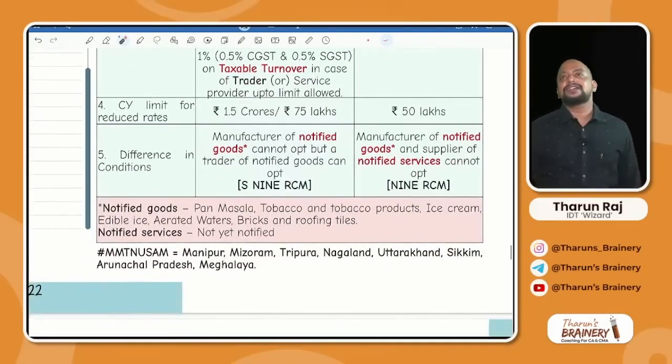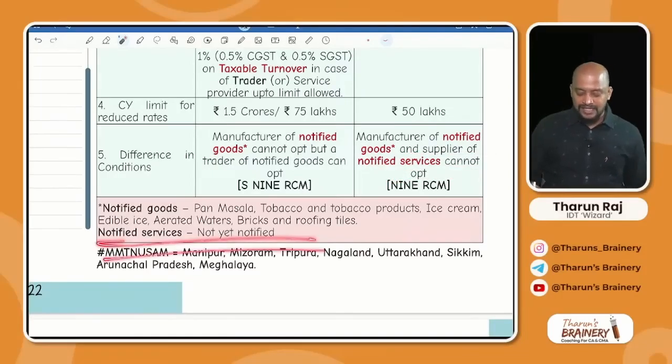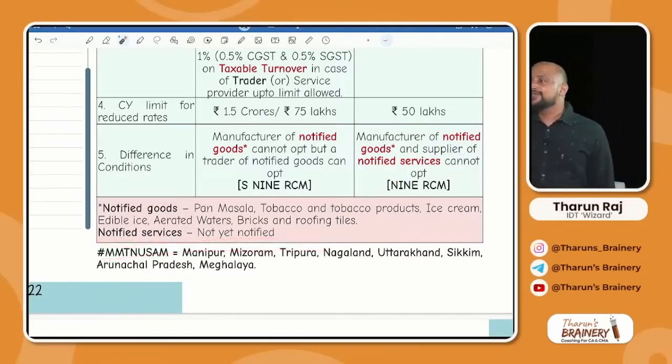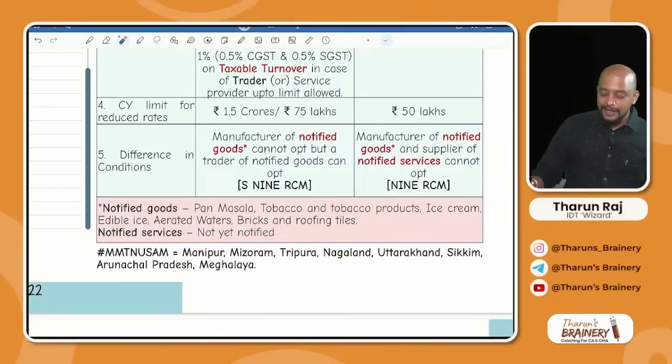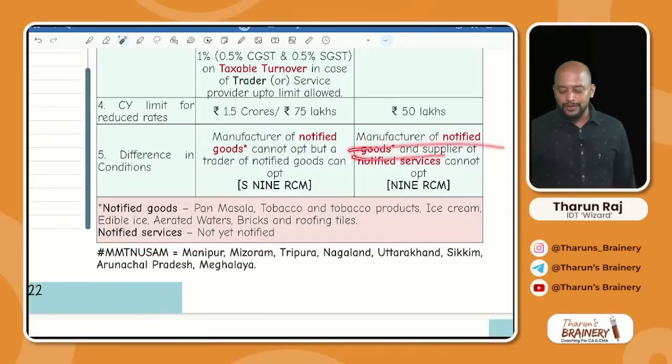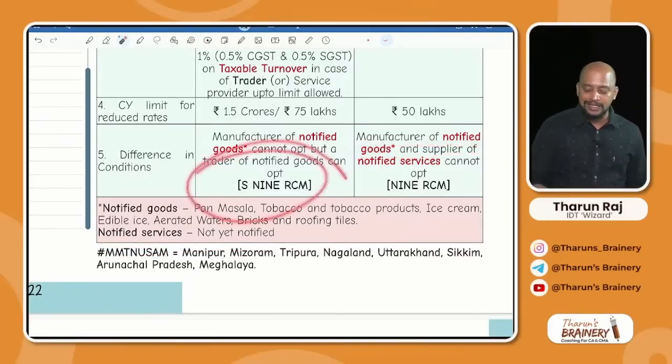And what is the difference in the conditions? Under 10-1, manufacturer of notified goods and supplier of notified services cannot opt for composition scheme in 10-2A. But actually speaking, there are no services which are notified in this regard. So supplier of notified services cannot opt, but notified service is not yet notified. So we don't have to bother about that. Got it? So therefore manufacturer of notified goods cannot opt for composition scheme. So the conditions are the same.